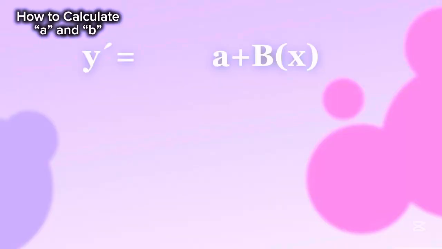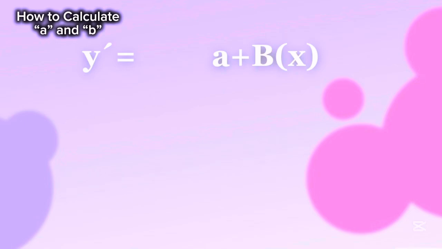This is the cost equation. Y is the total cost. A is the fixed cost. B is the variable cost per unit, how much cost goes up when production increases by 1. X is the production level. So, we are trying to find a and b.